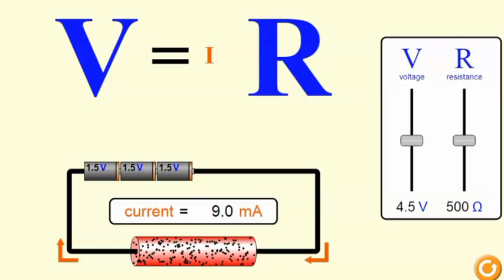From the relationship V equals IR, we have said that it is a linear relationship. An increase in V will cause an increase in I, according to our Ohm's law statement. Okay, now let us watch this.